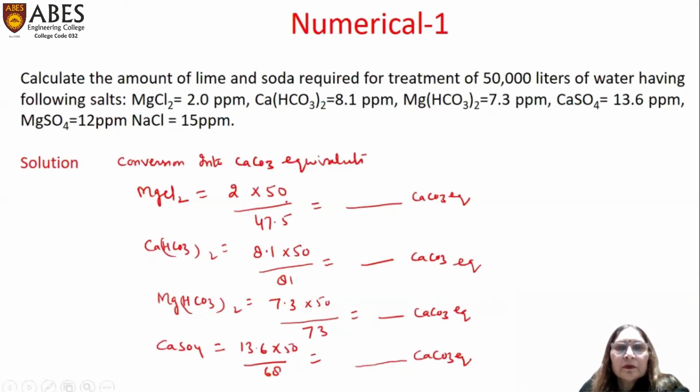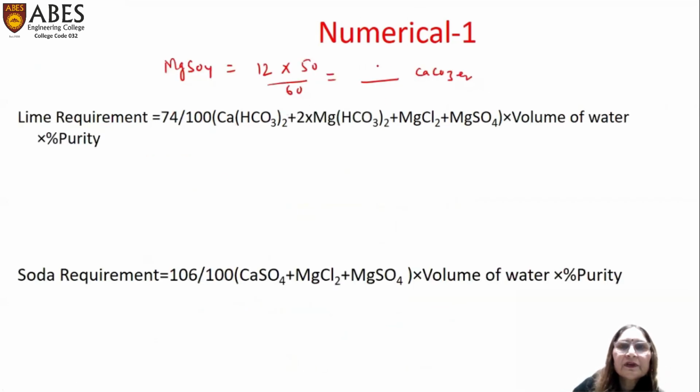Now we can solve this. 2 into 50 divided by 47.5 gives 2.1 calcium carbonate equivalent, and calcium bicarbonate is 5 calcium carbonate equivalent. Similarly, magnesium bicarbonate is 5 calcium carbonate equivalent, calcium sulfate is 10 calcium carbonate equivalent, and magnesium sulfate is also 10 calcium carbonate equivalent. First of all, we have to convert the hardness causing salts into calcium carbonate equivalent, and after that put the values in the given formula.